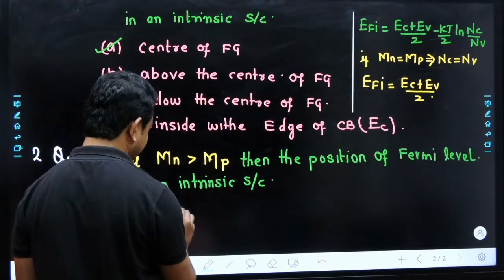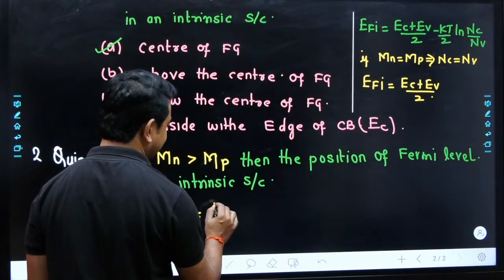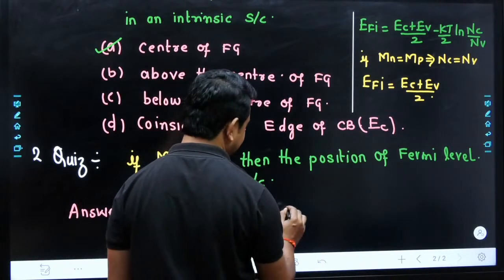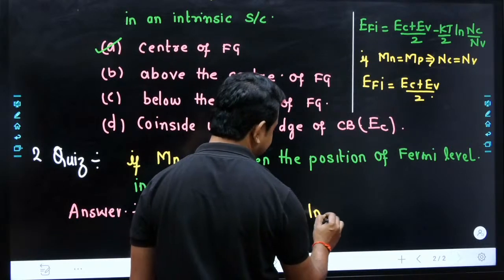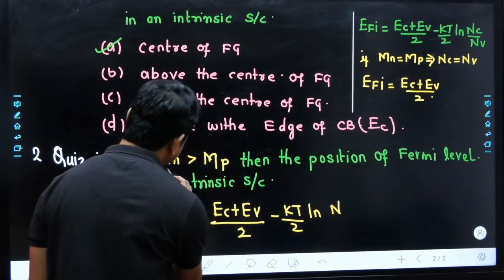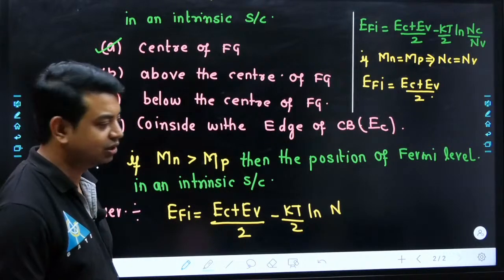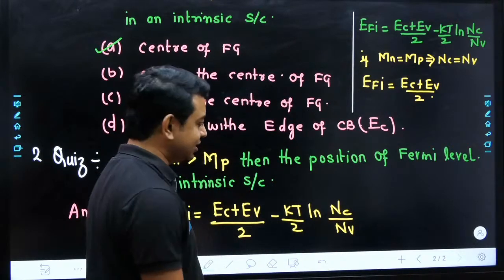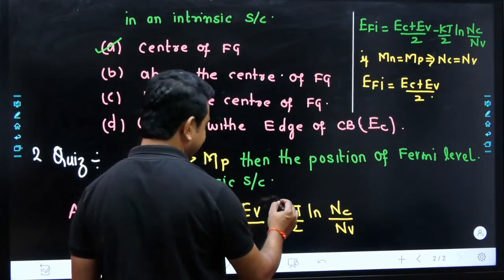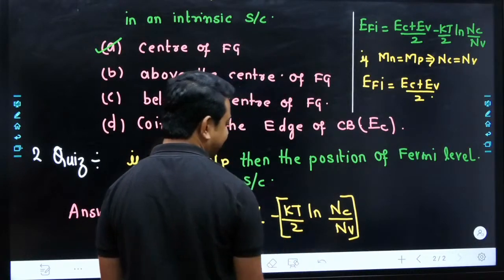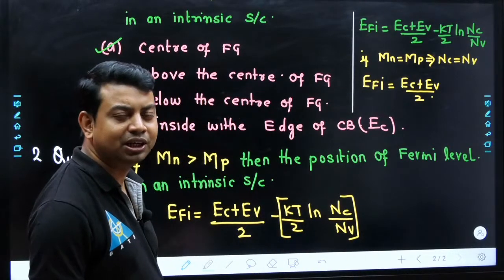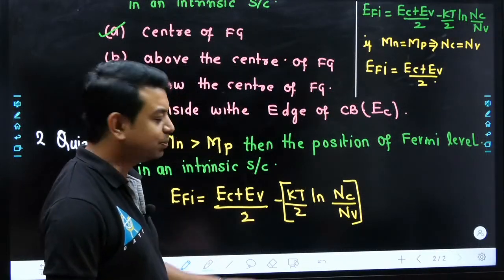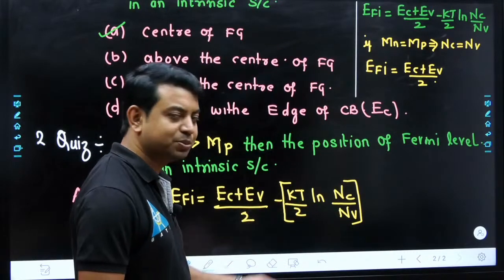Again we have to write the formula, the location of the Fermi energy level in an intrinsic semiconductor. This becomes (EC plus EV) divided by 2, and we are having minus (KT divided by 2) ln NC divided by NV. If the effective mass of electron is greater than the effective mass of hole, then NC will be greater than NV. If NC is greater than NV, then definitely this whole thing inside the bracket will become positive, and it will be (EC plus EV) divided by 2 minus that particular magnitude which we are getting from this equation.